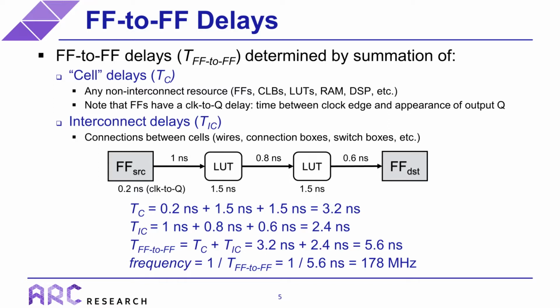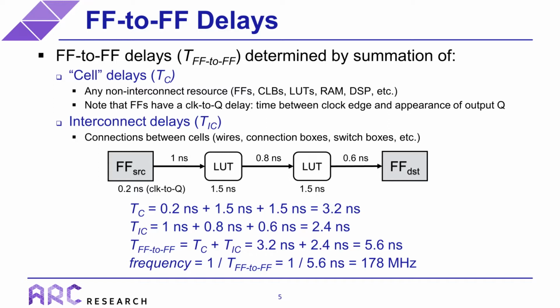Instead, there is a small amount of time, often referred to as a clock to Q delay, that passes before the output appears. Now, interconnect delays are the delays of all the connections between cells, which includes the FPGA's routing tracks and wires, the connection boxes, the switch boxes, basically all of the components of the FPGA's interconnect. So let's take a look at the example on this slide, where we have a total cell delay of 3.2 nanoseconds, which comes from the 0.2 nanoseconds from the clock to Q of the source flip-flop and 1.5 nanoseconds from each lookup table. Similarly, we have a total interconnect delay of 2.4 nanoseconds, which comes from the delays of the 3 wires.